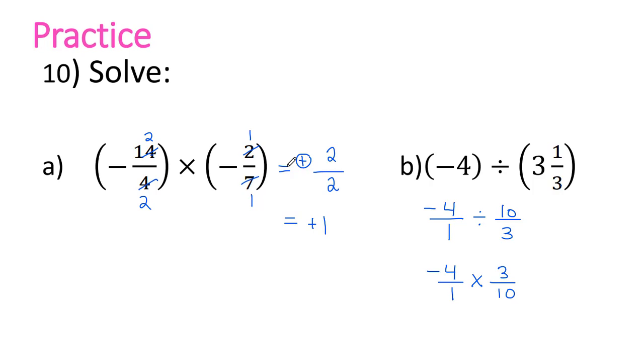We have a negative times a positive, which means our result will be negative. And we can look to cross reduce, and with 4 and 10, they're both divisible by 2. So we have a negative 2 times 3 is a negative 6, over 1 times 5 is 5. And we can change this to a mixed number. So our mixed number will be negative. 5 goes into 6 once, with 1 remaining. So negative 1 and 1/5.